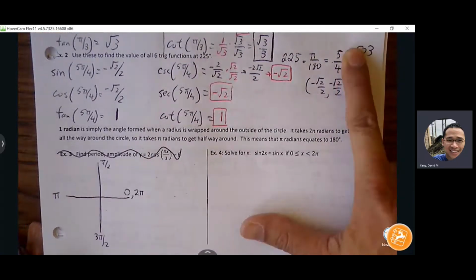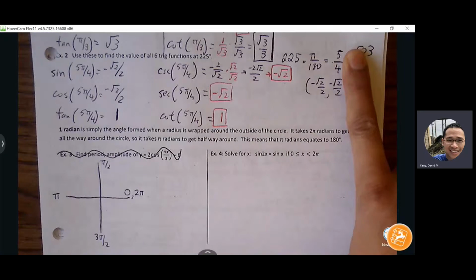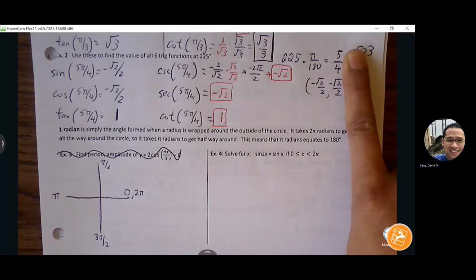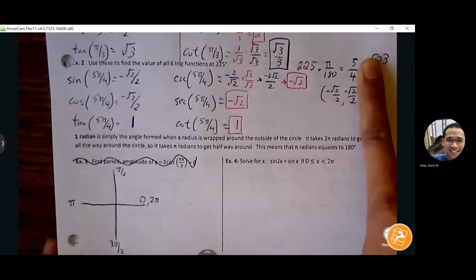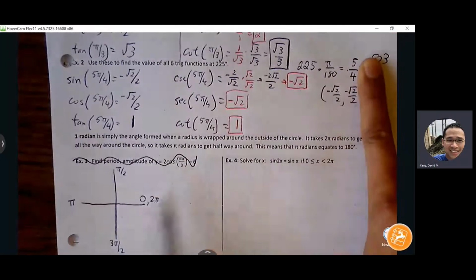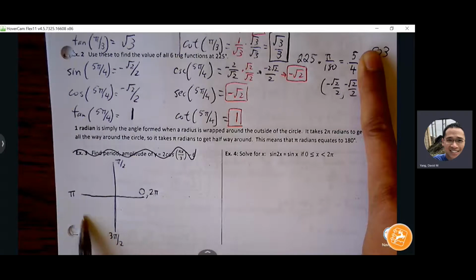You look at the fraction, right? 5 over 4. What is that? Is that less than 1 or more than 1? More than 1. Is it less than 1.5? Yes. So it's less than 1.5, but it's more than 1, so it's going to have to be in the third quadrant.